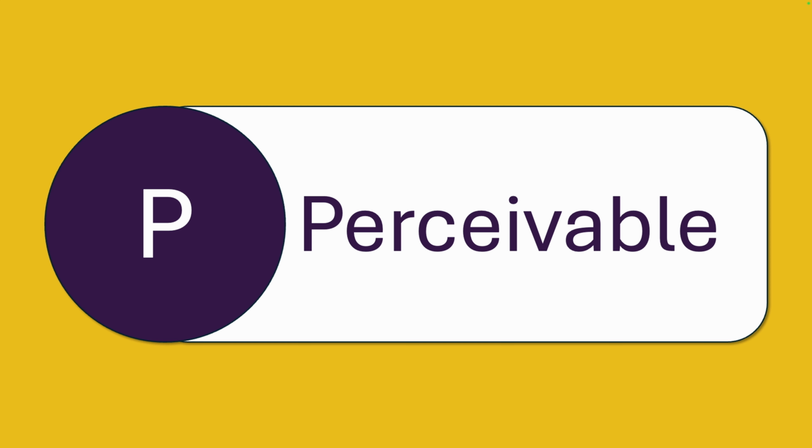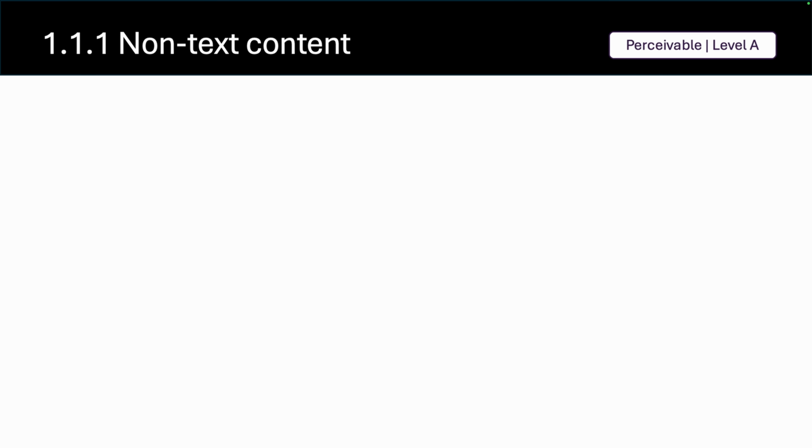We will be focusing only on single A and double A conformance levels. So any success criteria which is part of these two is something that we will be covering. Reason being, in the real world, when you are working on a real project, these are the only two that you will be focusing on. Okay. So the very first one that we have is non-text content.